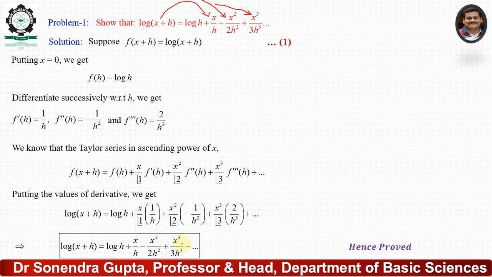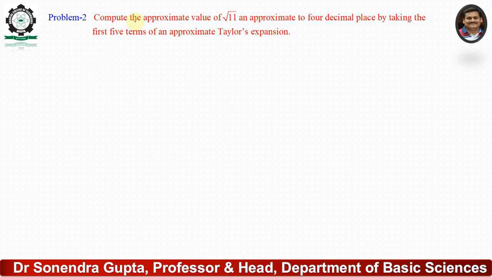Now we discuss the next problem, question number 2. Compute the approximate value of root 11, approximate to 4 decimal places, by taking the first 5 terms of the Taylor expansion. Now here the function is not defined, but we can calculate the value of root 11. Therefore we can assume a function which is similar to root 11. For this we can choose a function f of x plus h equal to root of x plus h. Say this is equation number 1. Putting h equal to 0, then f of x equal to root x.